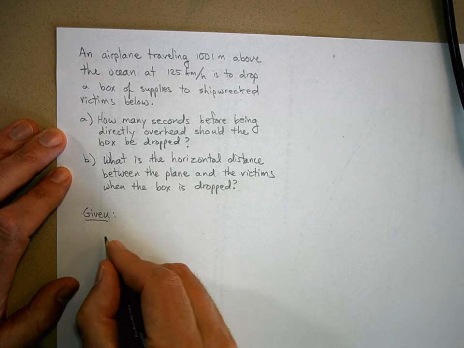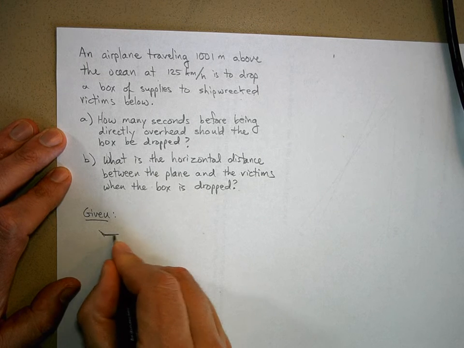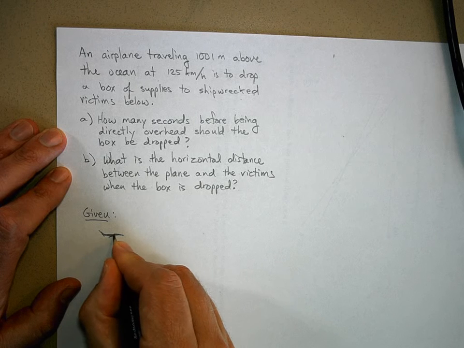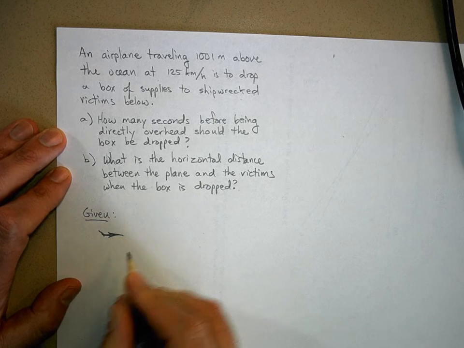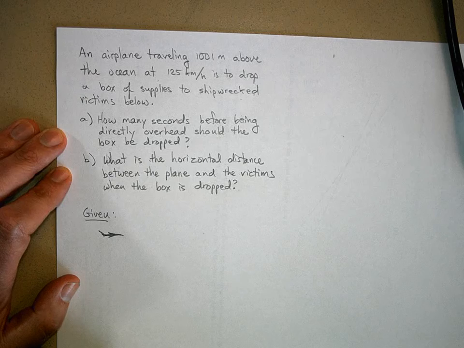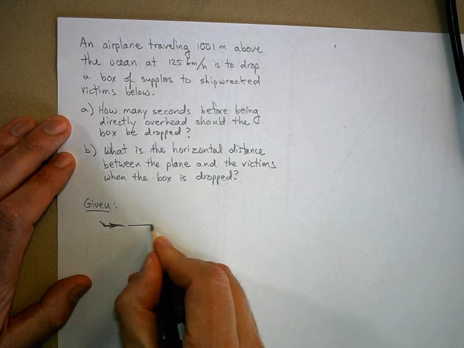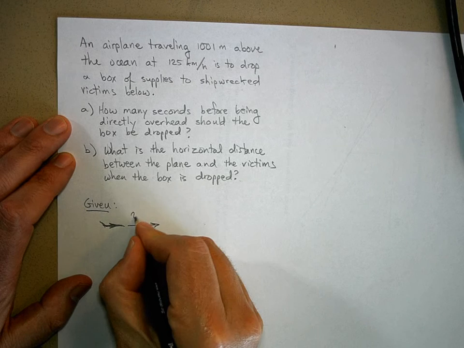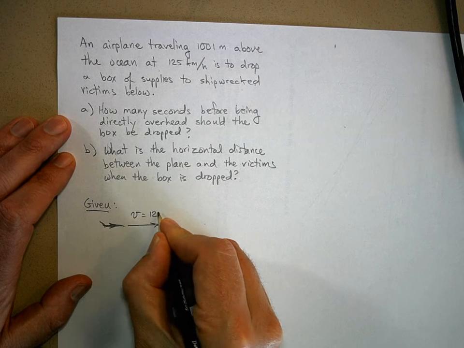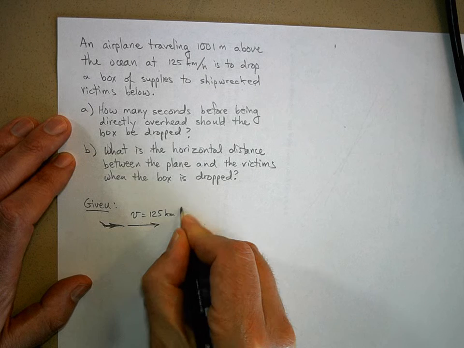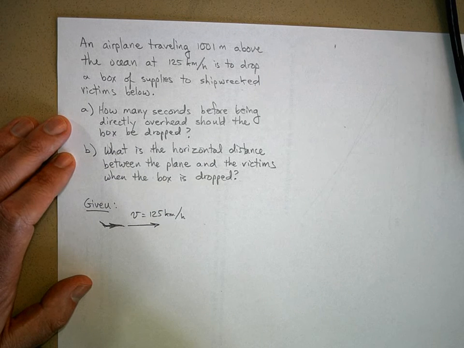So here we've got an airplane, and I'm just going to draw a little airplane like this, put wings on it, like it's a supersonic airplane or something. And it's going to drop, and how fast is it going? Well, it's traveling, here's its velocity, is 125 kilometers per hour. That's actually pretty slow. It's probably like a little Piper Cub, but it's easier to draw a jet.